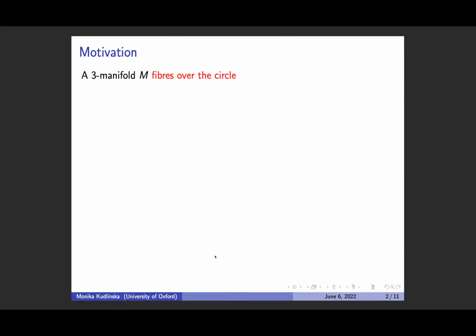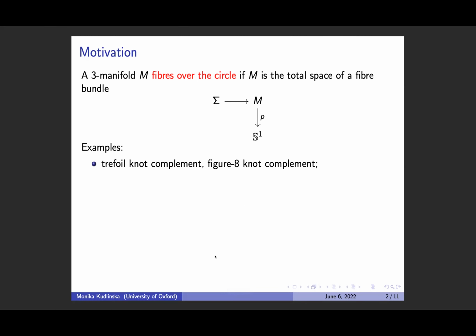A three-manifold is said to fiber over the circle if it's the total space of a fiber bundle where the base space is a circle, and here the fiber is necessarily a surface. Examples of such three-manifolds include the trefoil knot complement, the figure-eight knot complement, and a bunch of other knots. More generally, every hyperbolic three-manifold fibers if you allow yourself to pass to finite covers. This is the content of the virtual fibering conjecture.